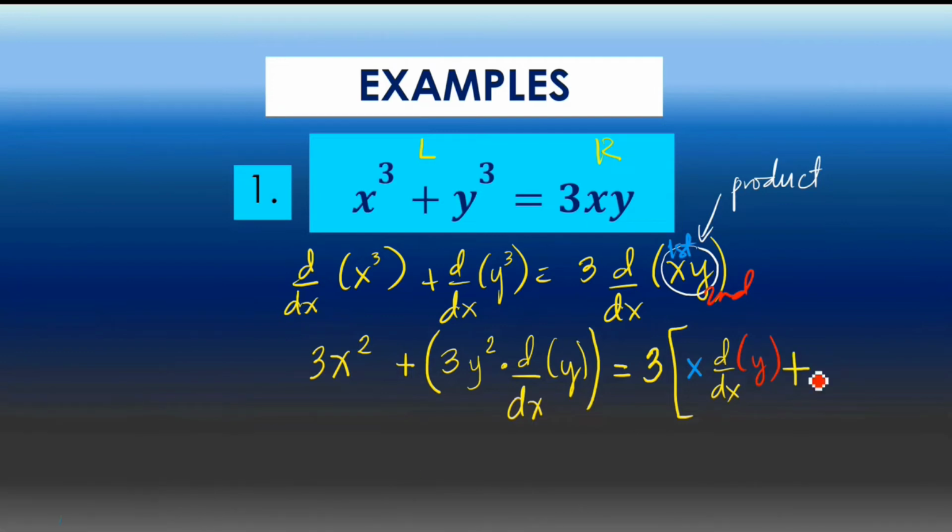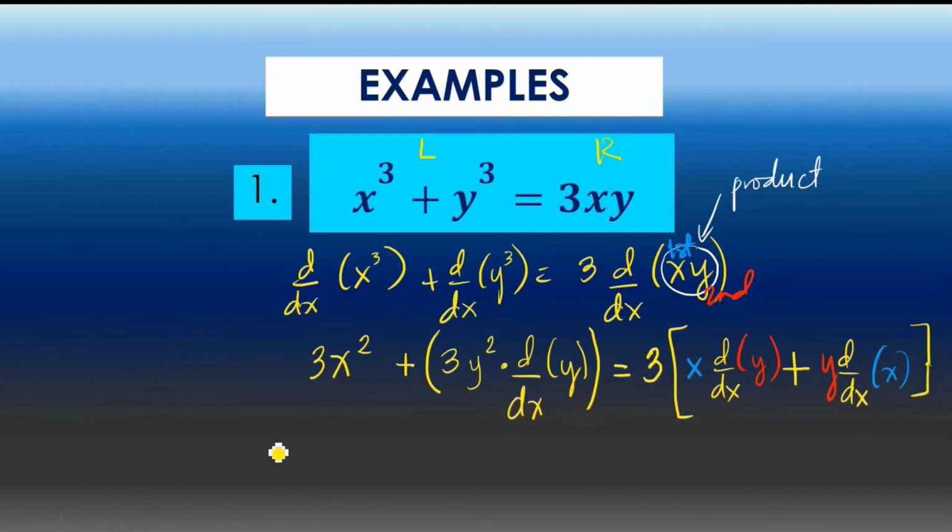Then we're going to copy the first. Okay. Then multiply it by the derivative of what? That is, the first times the derivative of the second. We're going to copy the second, y. Then multiply it by the derivative of the first. Like this. Okay, and then you close it.